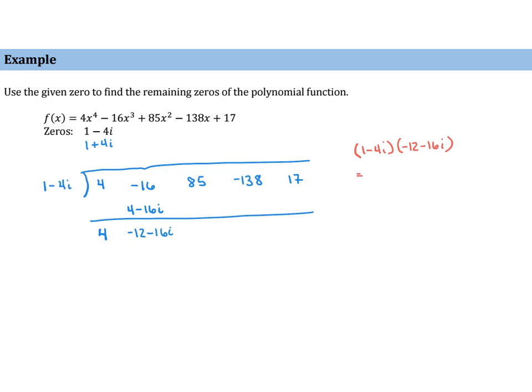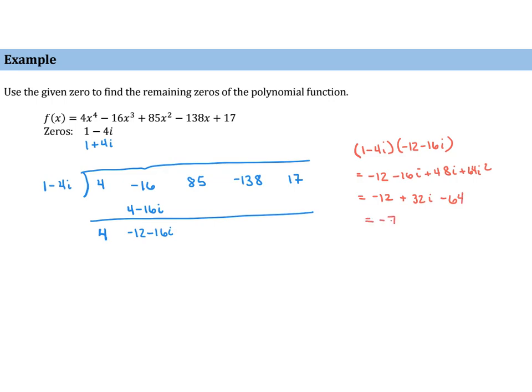If we FOIL, we get negative 12. Outside would be negative 16i. Inside would be 48i. And lastly, we would get plus 64i squared. So this means that we have negative 12 plus 32i minus 64.